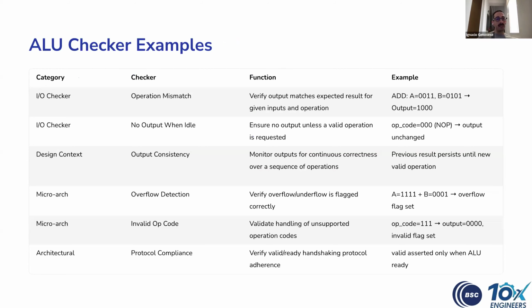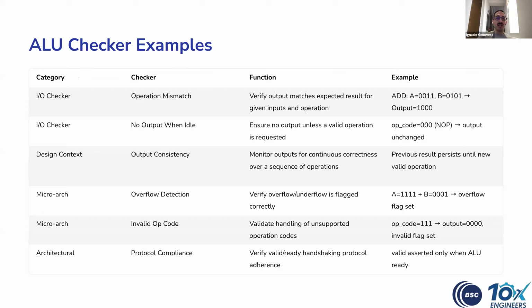Let's also see these kinds of checkers with the same ALU example. In this table, we can see different kinds of checkers for the same DUT. For example, an input and output checker for the ALU could be verifying the result of an operation. This is simple and it's essential. Or, for example, we should check that there's no output when there's no operation, so the output should be idle.